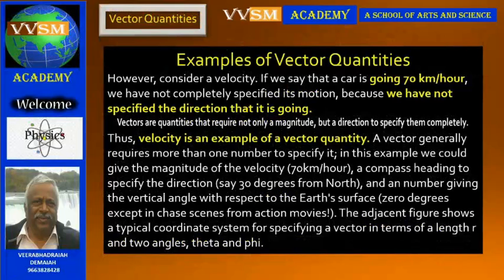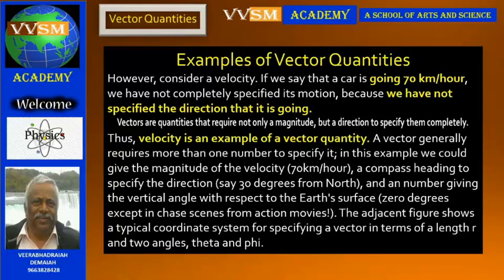Examples of vector quantities. However, consider a velocity. If we say that a car is going 70 kilometers per hour, we have not completely specified its motion because we have not specified the direction that it is going. Vectors are quantities that require not only magnitude but direction to specify them completely. Thus, velocity is an example of a vector quantity.